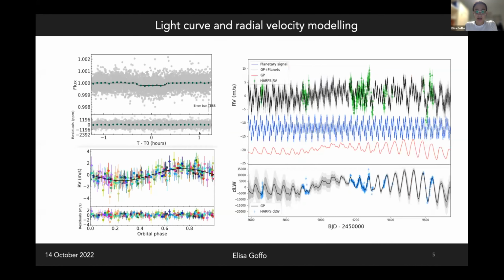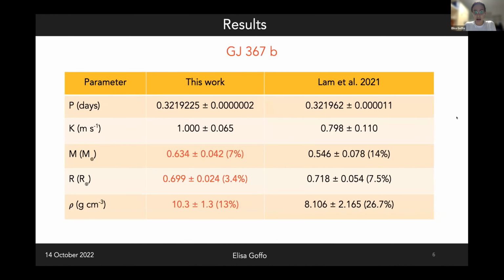So here, briefly, I just show the plot of our light curve modeling for the inner transiting planet and our radial velocity data. And those are the results that we obtained with all the new data. So for the inner planet, we refined the planetary parameters. We found now a mass of 0.63 Earth masses and a radius of 0.7 Earth radii. We improved the precision and we found a density of about 10 grams per cubic centimeter.